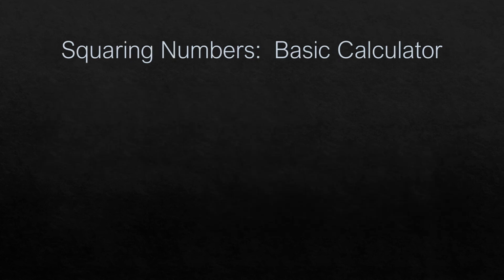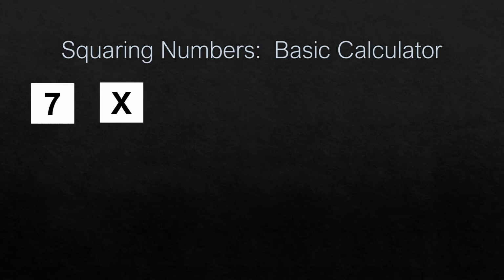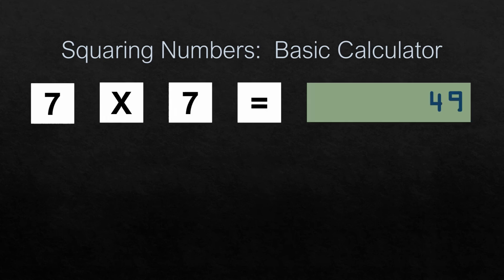If you have a basic calculator, that means it doesn't do much more besides add, subtract, multiply, and divide. Just type your number, multiply it by itself, and hit equals. You should get the answer. If you have a large number or a long decimal that is troublesome to type in twice, you can use the memory buttons if your calculator has those.